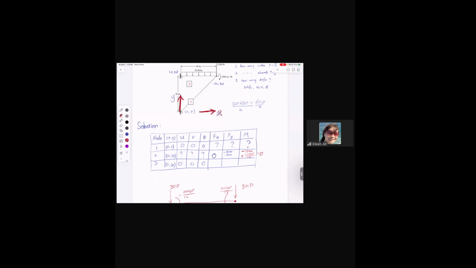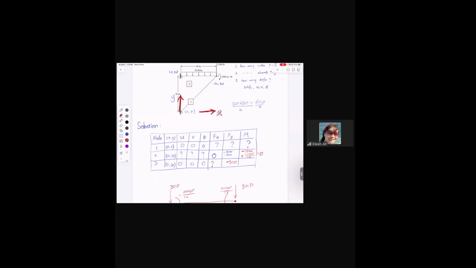The X will just be... Okay, X direction, just the reaction node, right? So we use a question mark to represent reaction force only, okay? How about Y direction? Minus 300 minus 300, right? Because both node 2 and node 3 share the force.